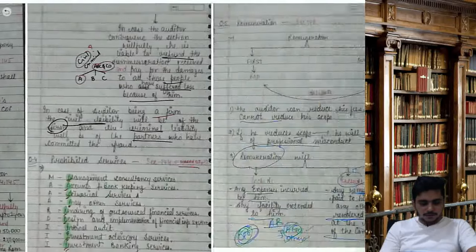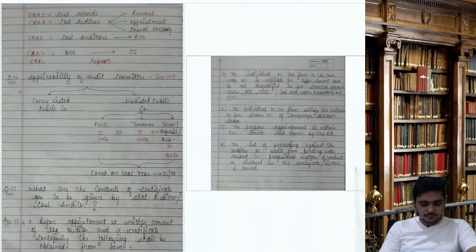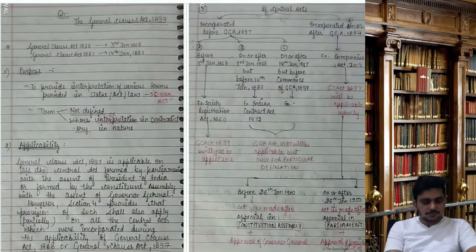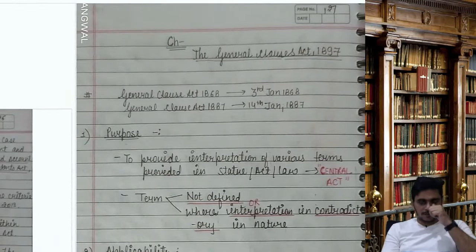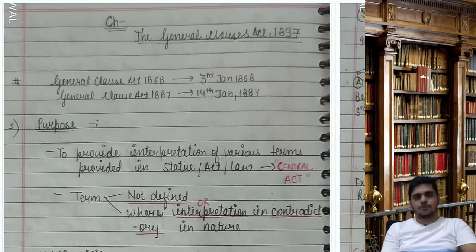Next, we are doing General Clauses Act. Okay. So, very simple chapter, 3 to 6 marks are weightage.